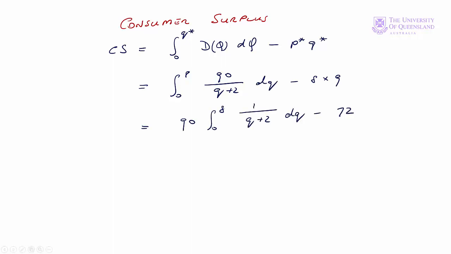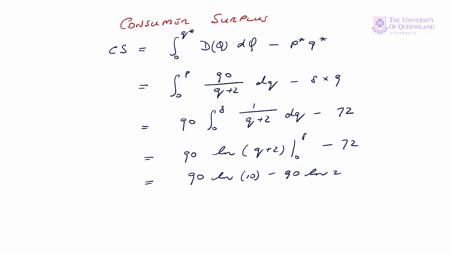We can simplify that. We have a quotient where the numerator is the first derivative of the denominator. So we can apply the integration by substitution rule for a quotient. And we'll have 90 times the log of Q plus 2, evaluated from 0 to 8, minus 72. That is 90 times the log of Q plus 2, which is 10, minus 90 times the log of 2, minus 72. Rounding to one decimal place, that gives us 207.2 minus 62.4 minus 72, and that's equal to 72.8.